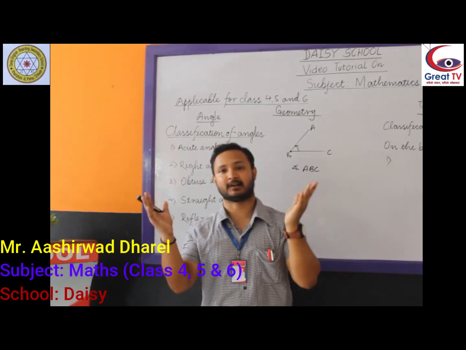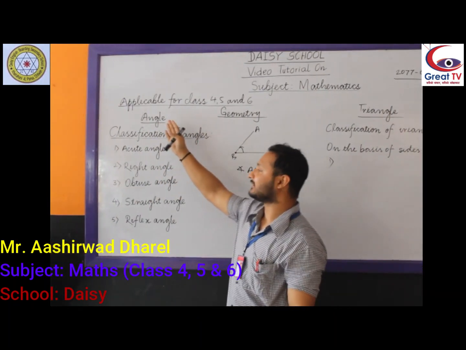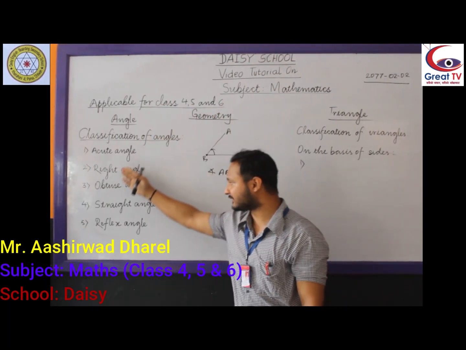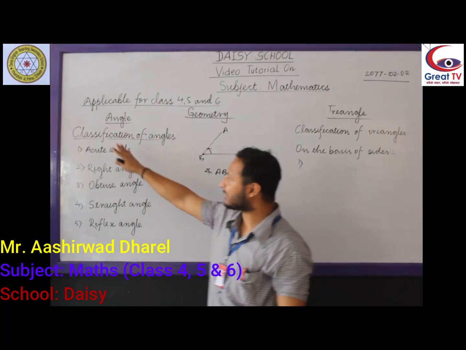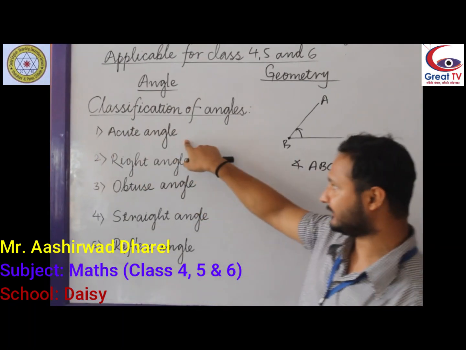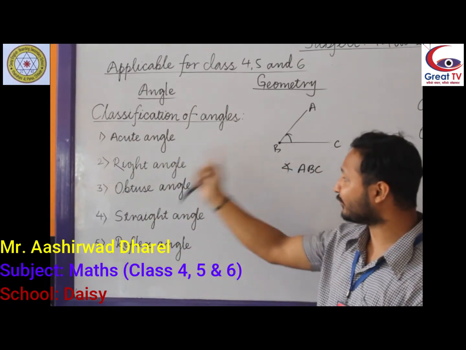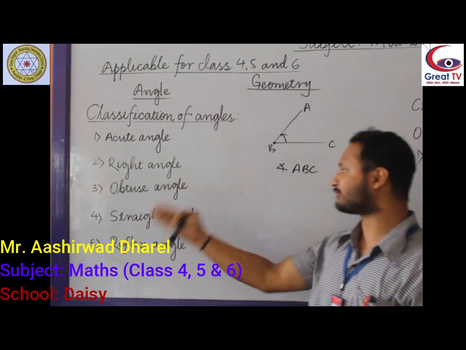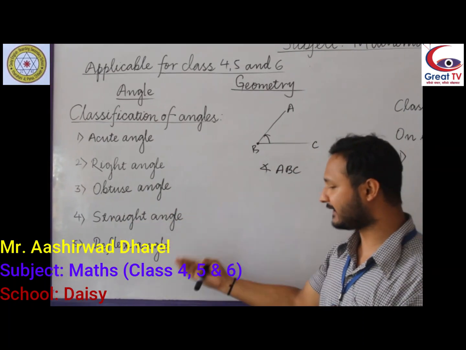So, classification of angles. The angles are classified into many types. Here are 5 types which I have written here. You can see the first one is acute angle, second is right angle, third one is obtuse angle, fourth is straight angle, and fifth is reflex angle.